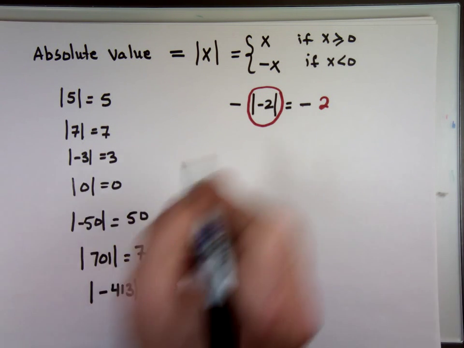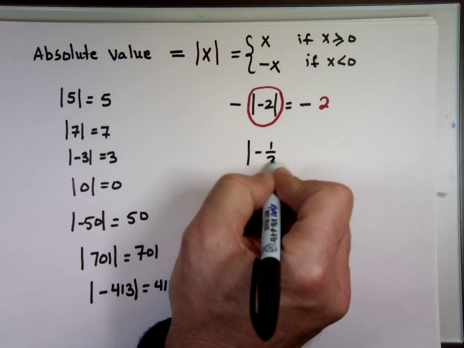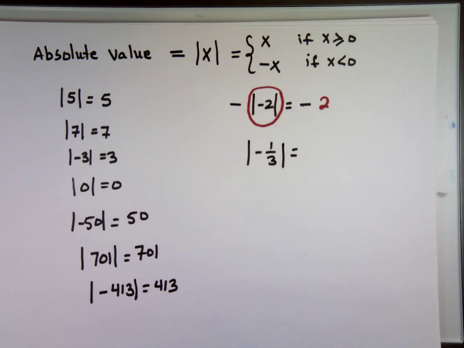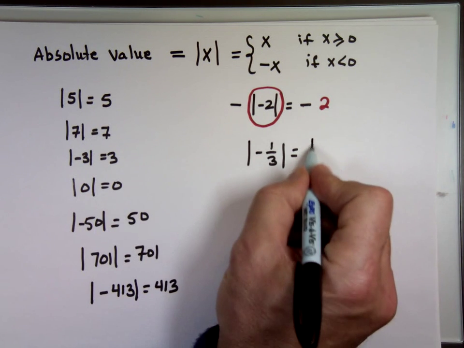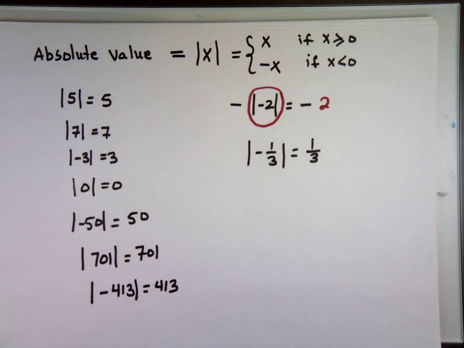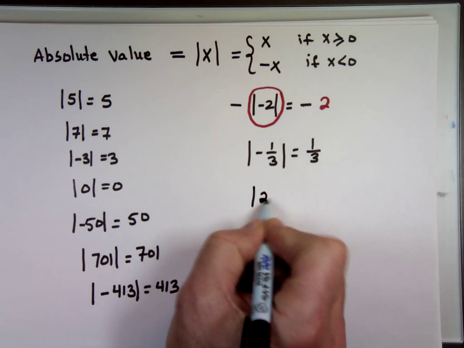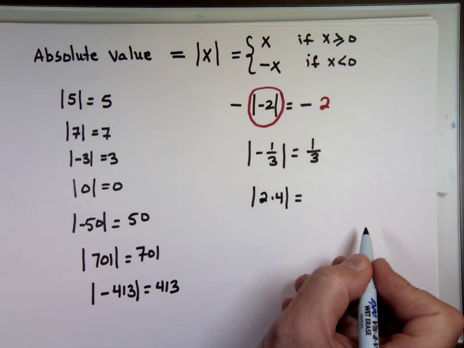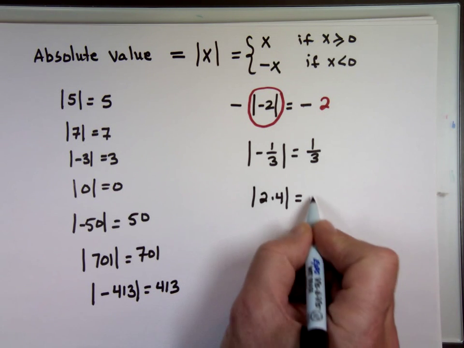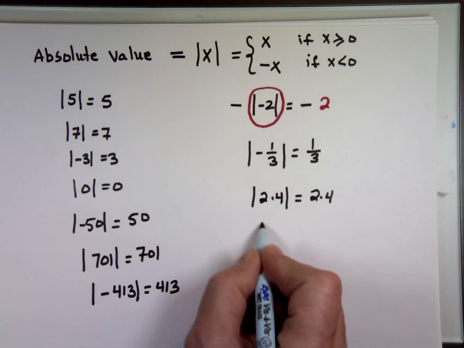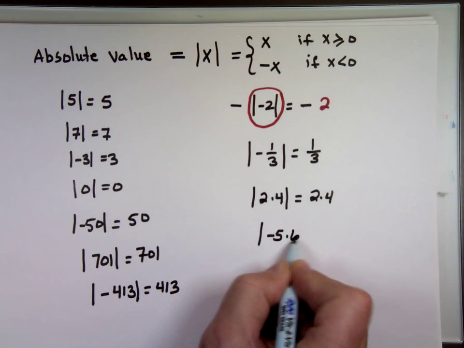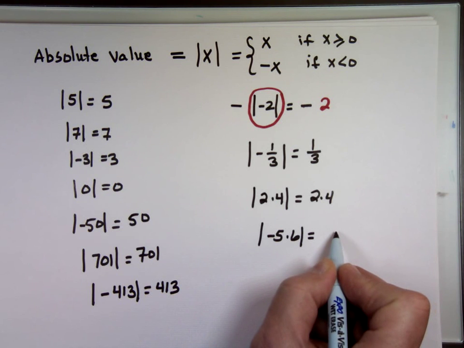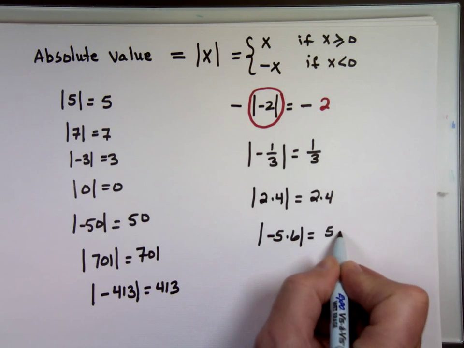The absolute value of negative 1/3 is what? Positive 1/3. If the number is negative, take the opposite, change it to a positive. The absolute value of 2.4 is what? 2.4. The absolute value of negative 5.6 is what? Good. You got it.